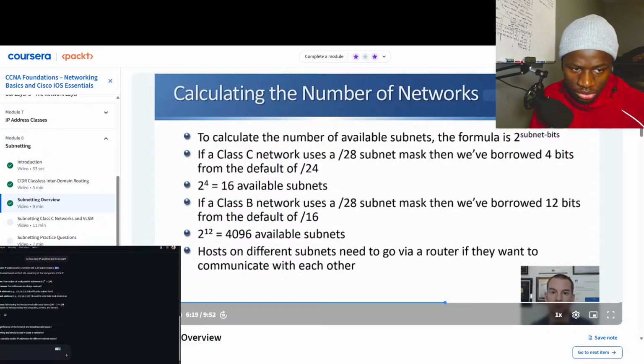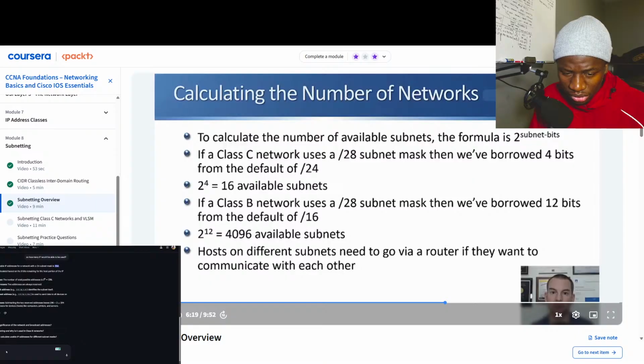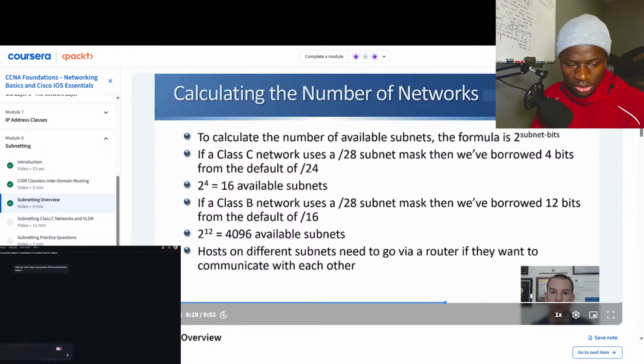The total number of addresses will be 2 to the power of 8, which is 256. So from 0 to 256. Wait, addresses leaves 256 minus 2, 254. Yeah, 254, not 256. It will be 254. Okay, what are other ways I can practice this to understand it better?